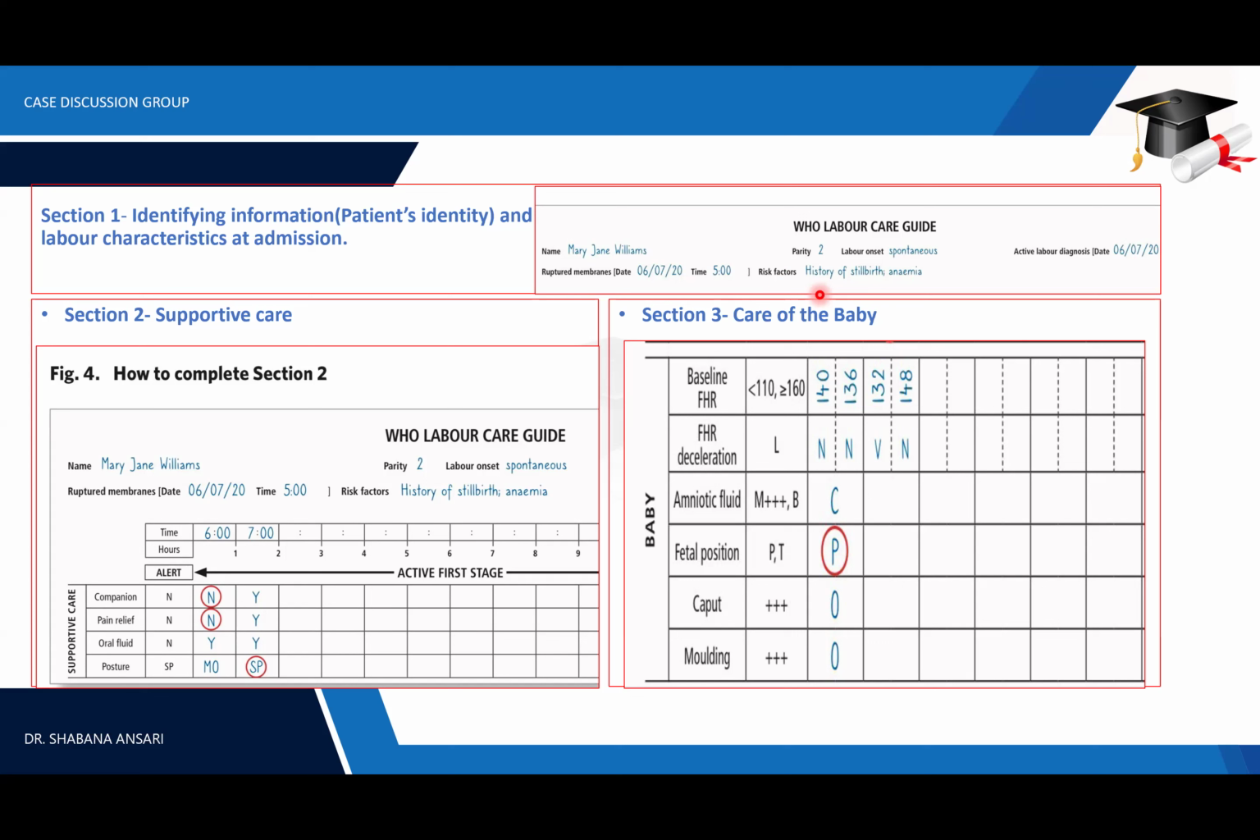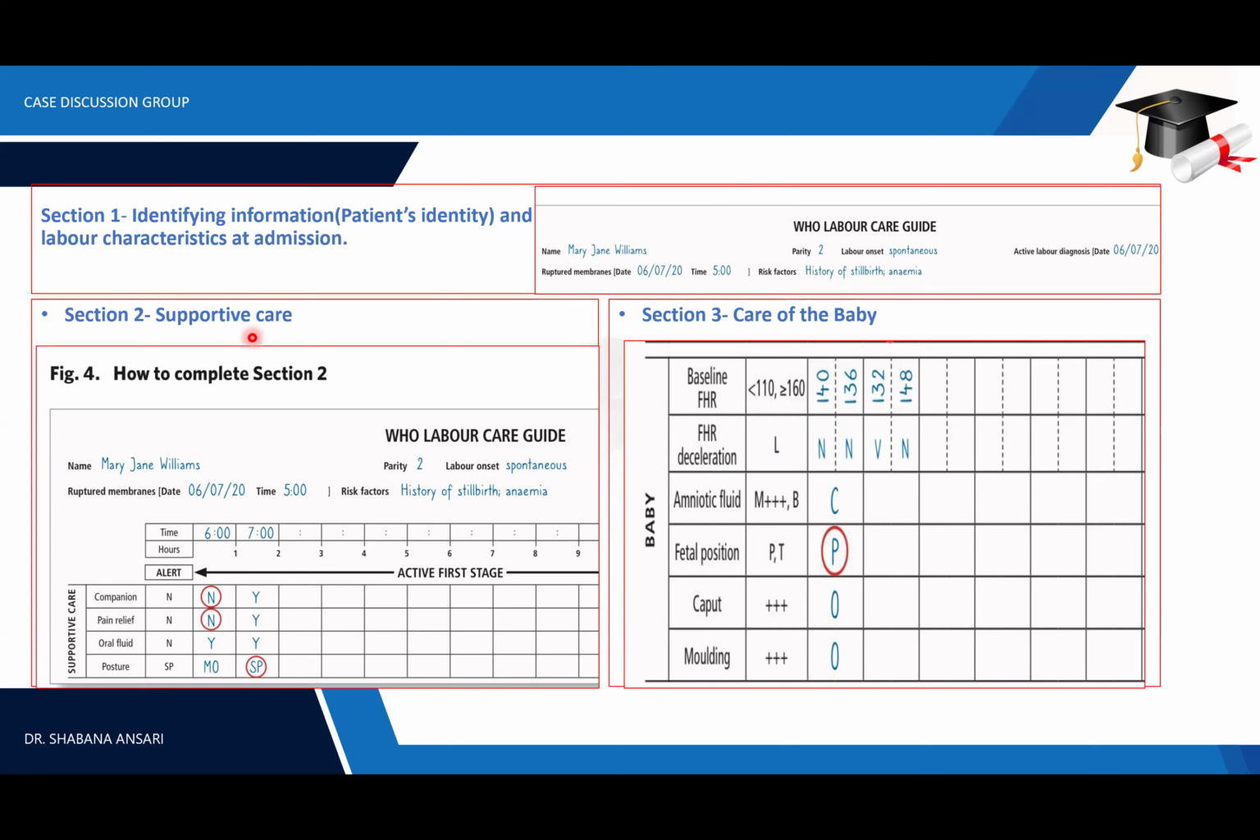Yes. Can you mention one important point: when will we start this partograph in this labor care guide, in terms of cervical dilatation? Yes, when cervical dilatation is 5 centimeters or more. Perfect, excellent. You are a fast learner. So now coming to section 2, right?